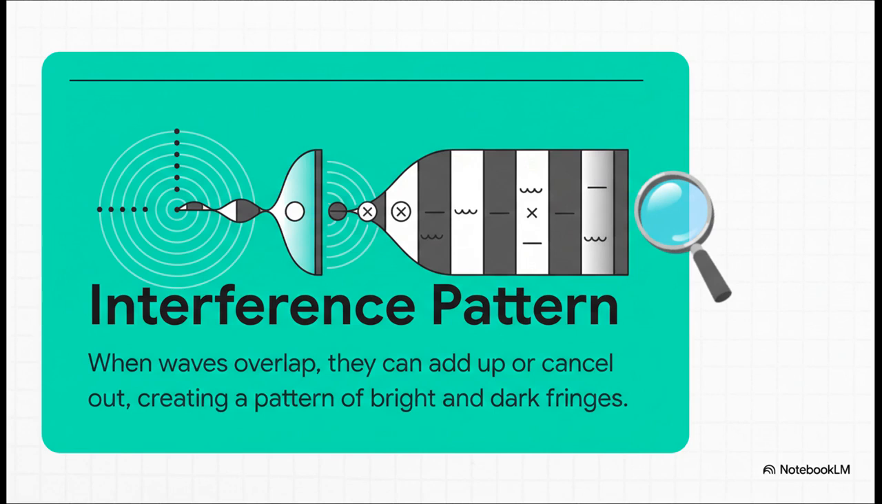See, where the peaks of the two waves line up, they get stronger, creating a bright stripe. But where a peak from one wave meets a valley from the other, they cancel each other out, leaving a dark stripe. So you end up with this series of many alternating bright and dark bands. This pattern is the undeniable fingerprint of a wave.